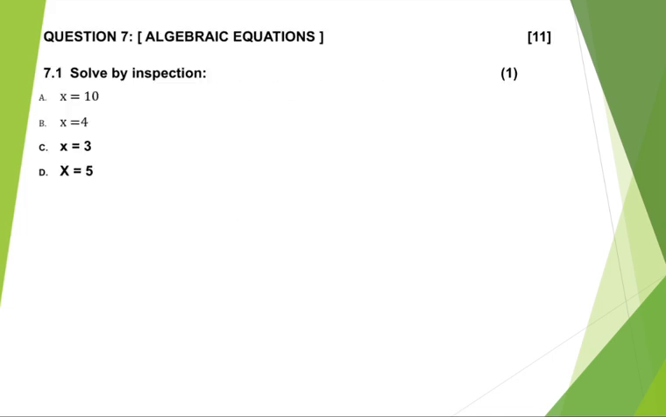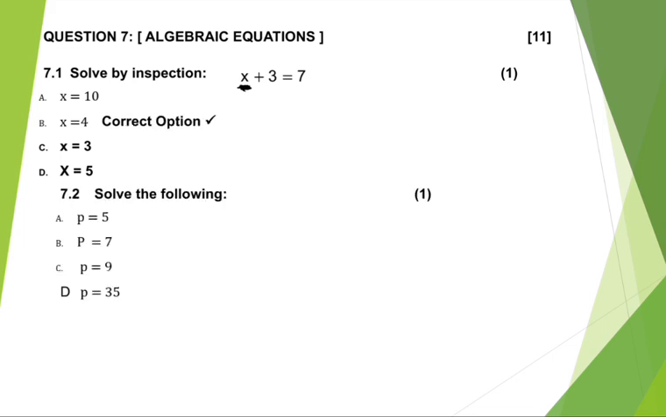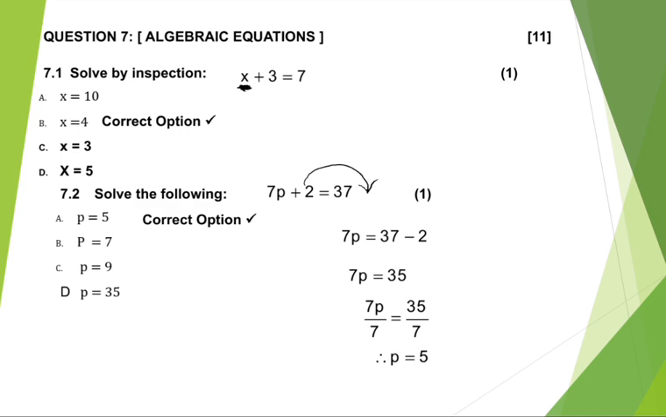Let's move on. Question 7. Solve by inspection. x plus 3 is equal to 7. So you inspect, what should we add there? 4. So the correct option is x is equal to 4. Solve the following: 7p plus 2 is equal to 37. Group like terms together. Take this to the other side, it becomes negative. 7p is equal to 37 minus 2, which gives us 7p is equal to 35. Divide both sides by 7. Then we get p is equal to 5. So the correct option is A.